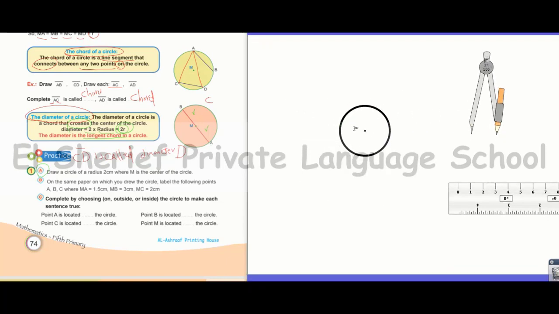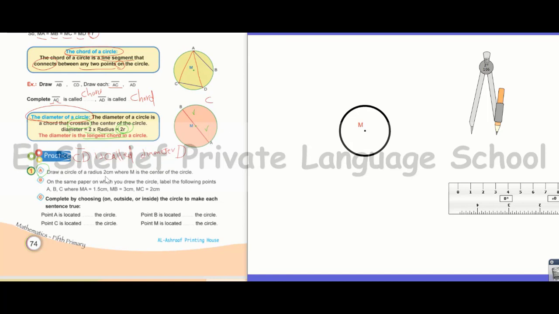This circle M, circle M. Write this first letter.